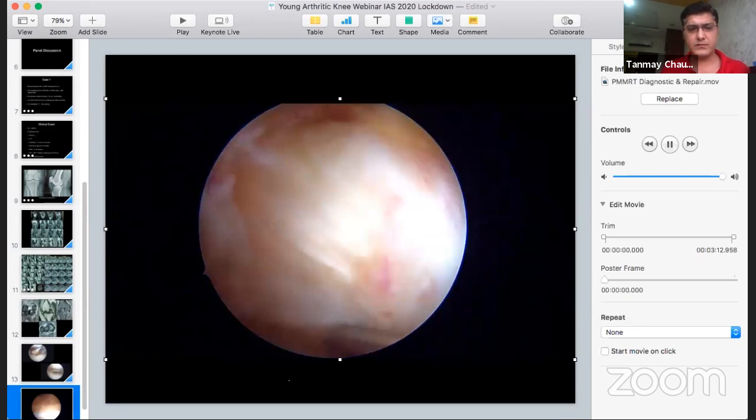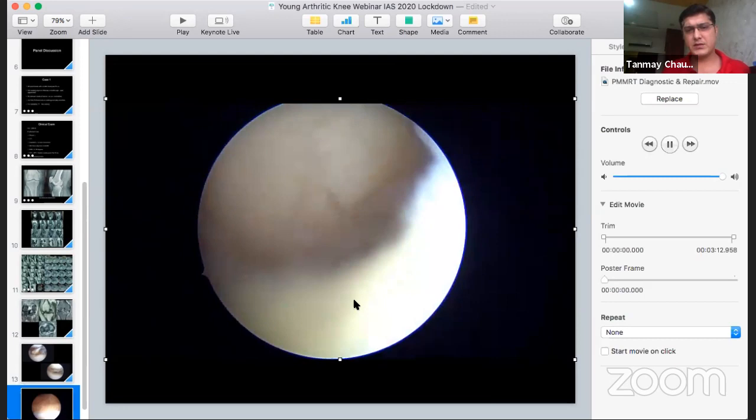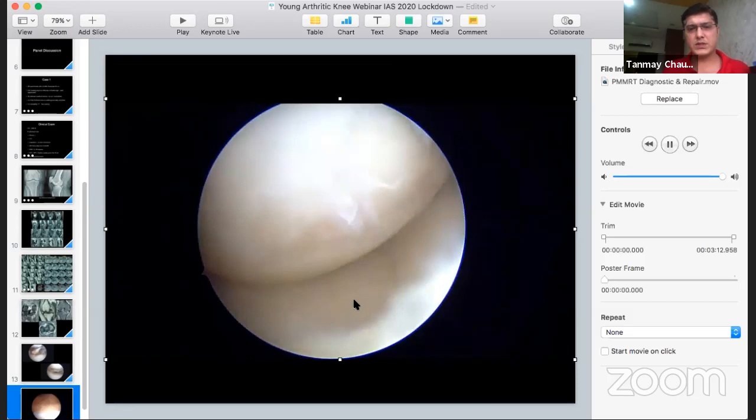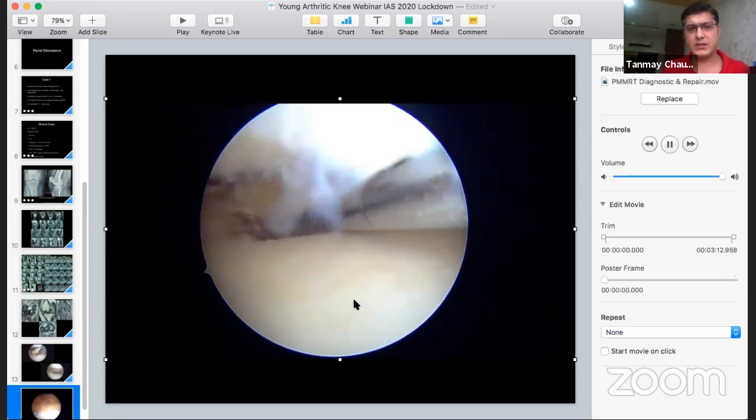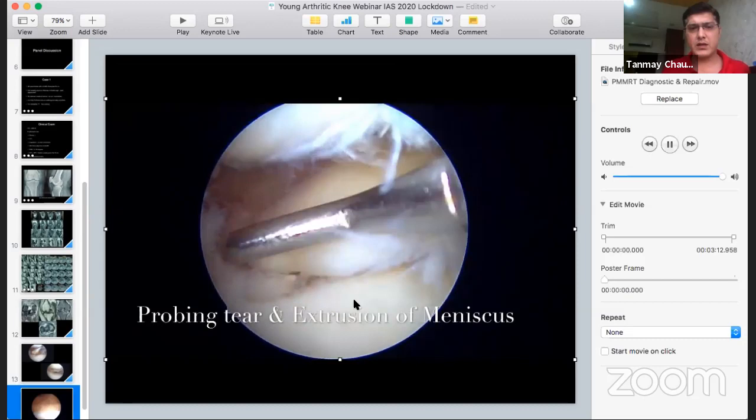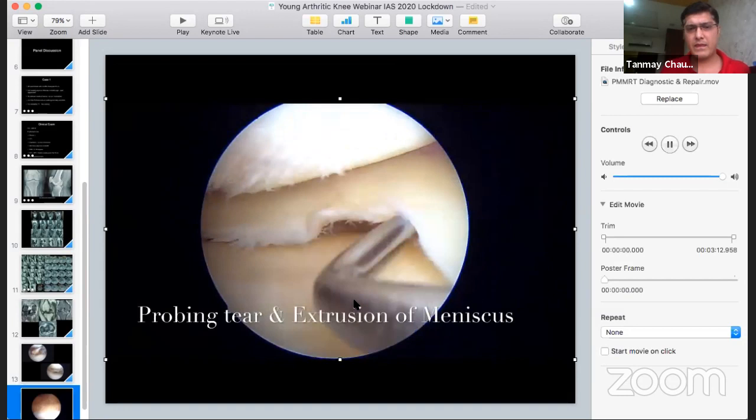There was significant wear on the medial femoral condyle. The tibial condyle was pretty okay. The lateral compartment also had intact cartilage. I've not included that because of the shortness of time. There was a radial type 2 kind of tear with an extrusion.